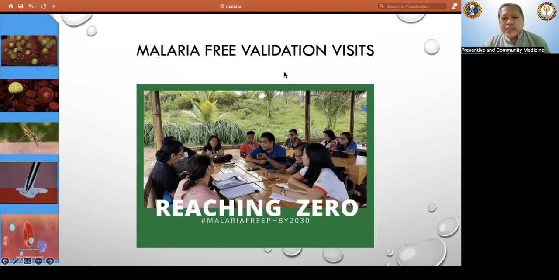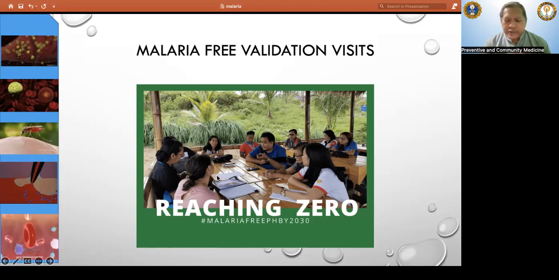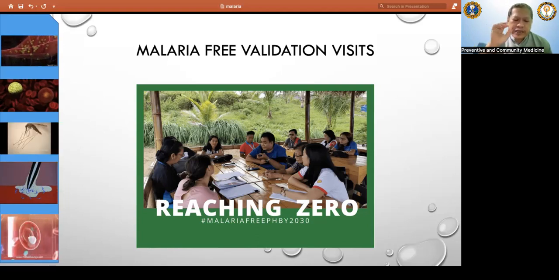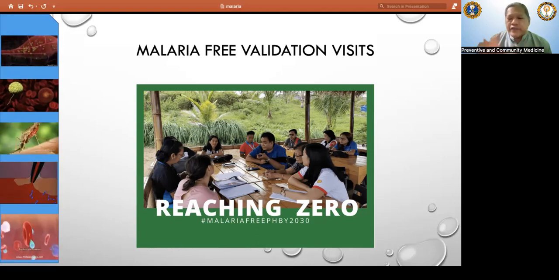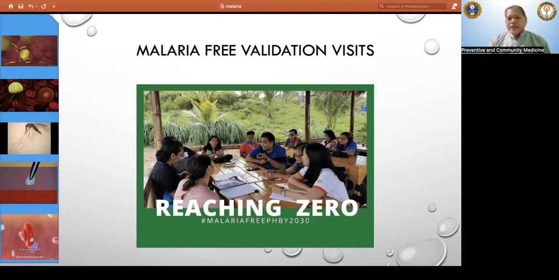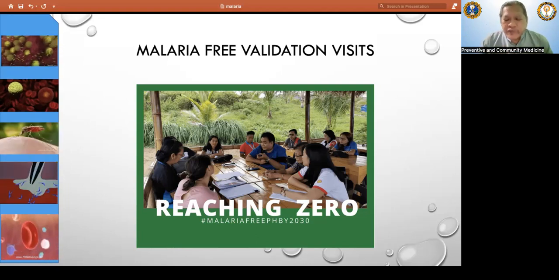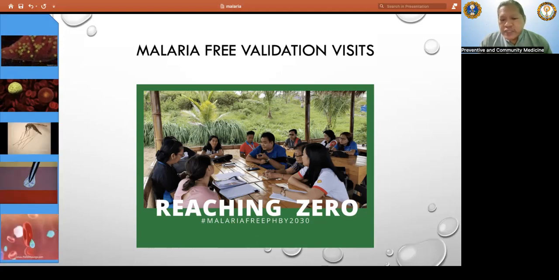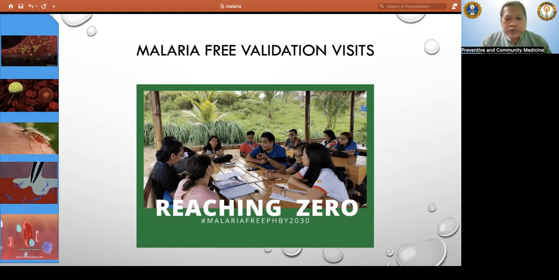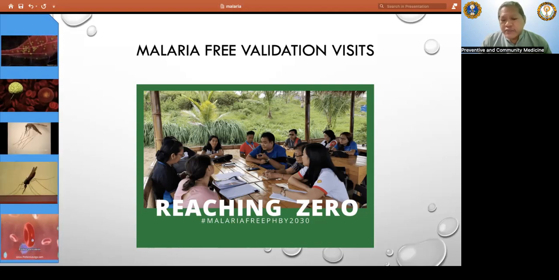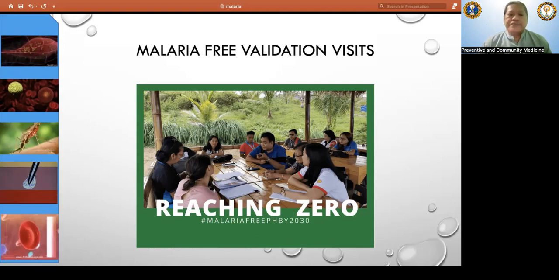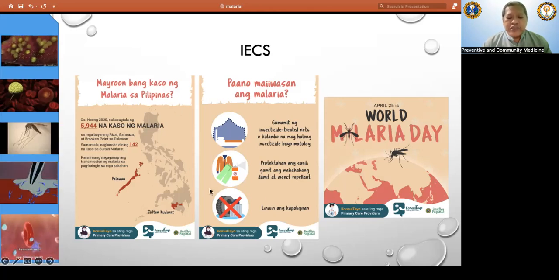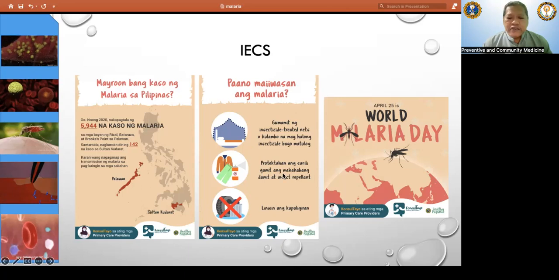The malaria-free validation visits are being conducted in the malaria endemic areas before. Before the area is awarded the malaria-free province certificate, they do malaria validation visits. They do random testing of individuals in the community to ensure that wala na talaga, there are no more cases of malaria in that particular community. These are some of the information and education campaign materials for malaria.